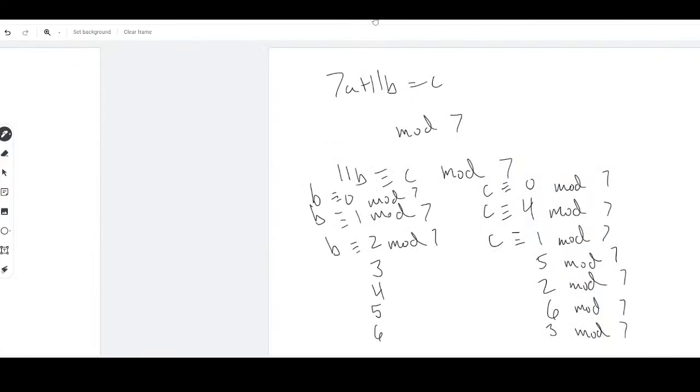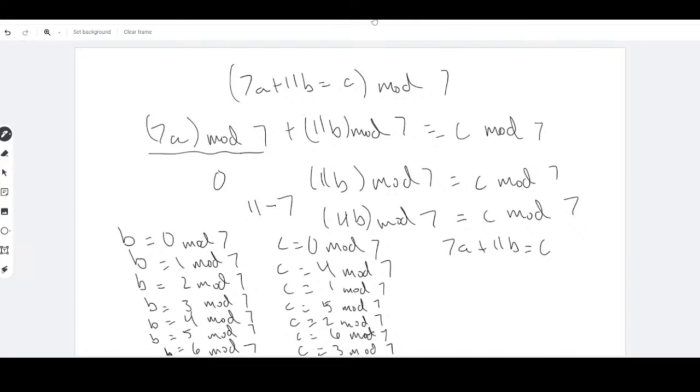Now, if c was 0 mod 7, we can always get whatever c is, right? Because we have a 7a term in our equation. If c was 0 mod 7, or c was a multiple of 7, we can always make it a possible value of our equation by just having 7a equal to c, right? Does that make sense?